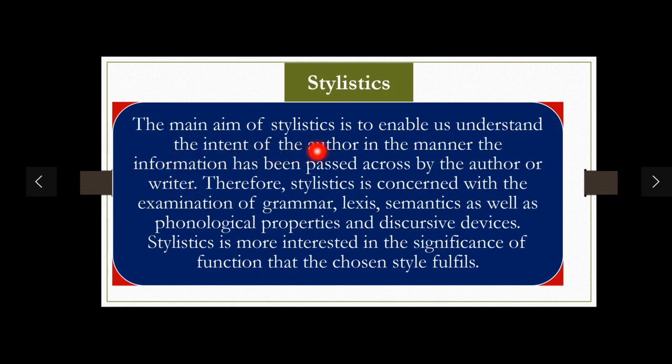The main aim of stylistics is to enable us to understand the intent of the author in the manner the information has been passed across by the author or writer. Because it's a technique, it is stylistics which enables us to understand the intentions of the author, that he conveys such and such information through this manner. There can be different manners through which a writer or an author can convey information to us, and that is the style, that is the pattern.